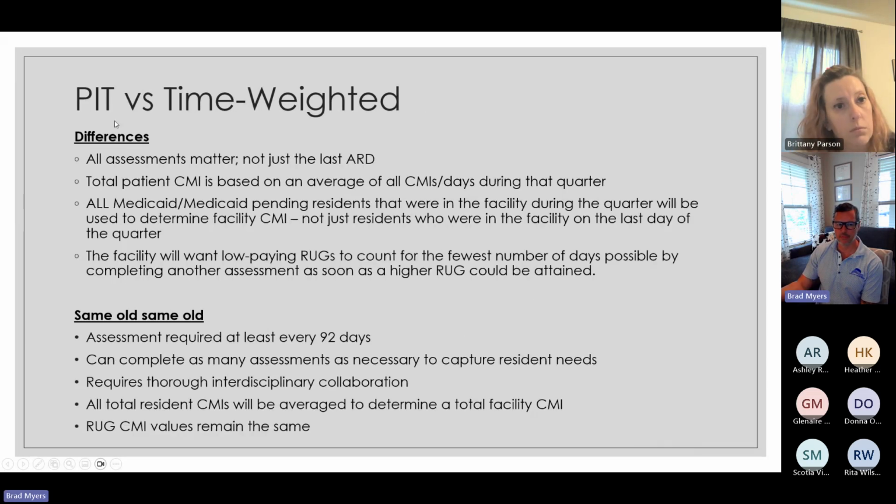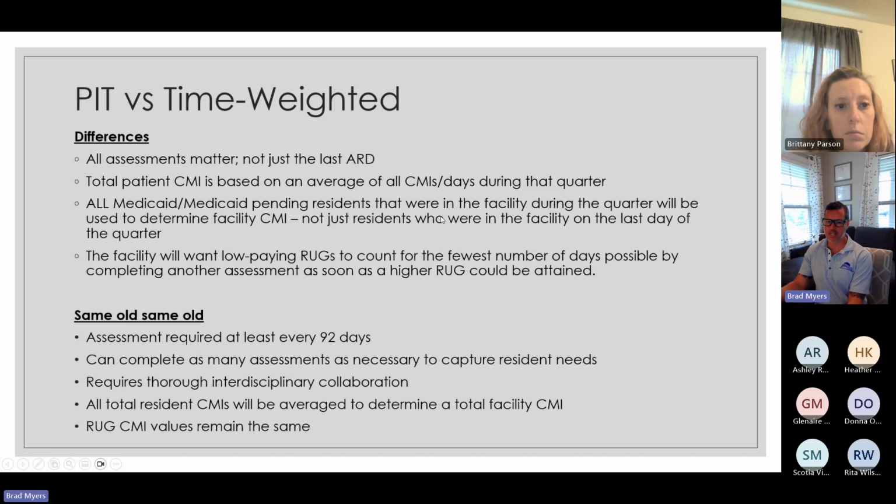Some other examples of the point in time case mix, which is what we used to be on, versus time weighted. Now, all assessments matter, not just the last ARD, which is what I was showing you before. Somebody would have had a PA1 early in the quarter, and then a rehab ARD later in the quarter. Now both of those count as opposed to just the last one that was done. The total patient case mix is based on the average of all CMIs and days during that quarter, as opposed to just the last assessment.